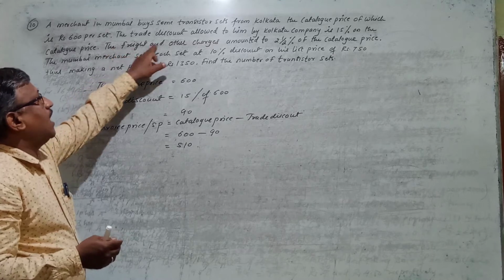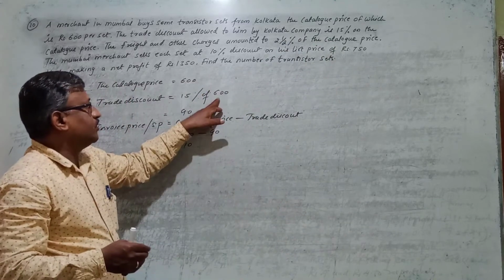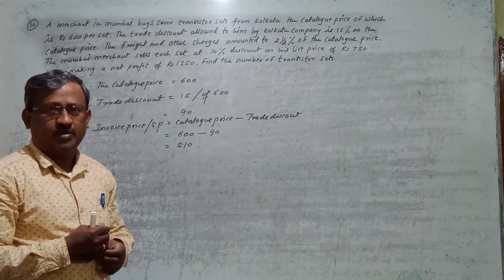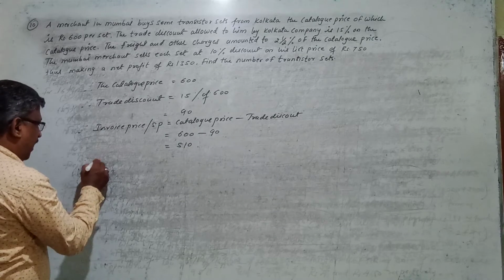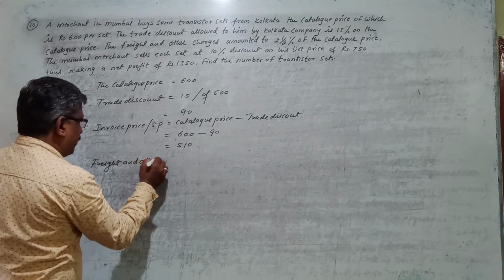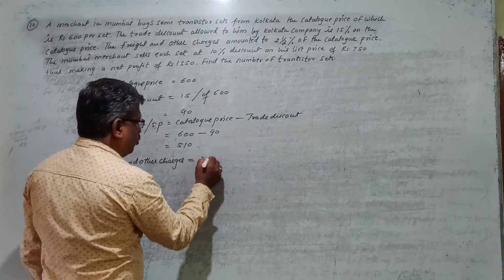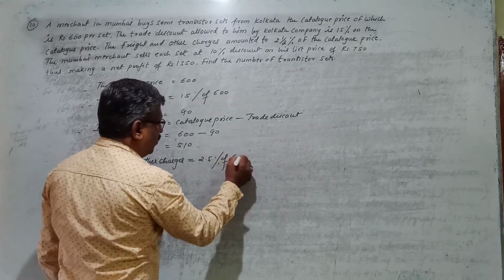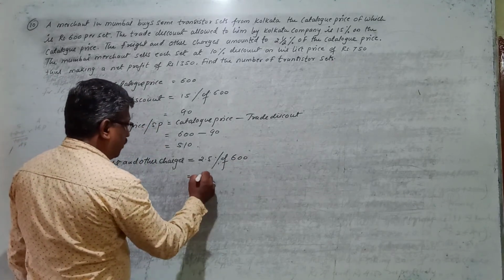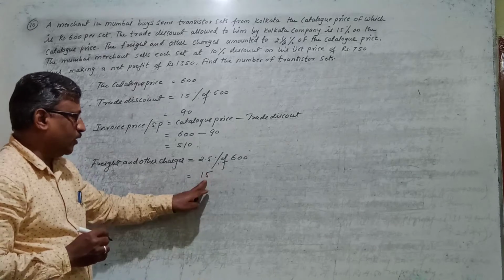Plus what he has to pay? He has to pay freight and other charges amounting to 2.5% of the catalog price. So whatever catalog price there is of the Kolkata company, on that he has to pay freight and other charges, which is 2.5%, right? So now you calculate freight and other charges, which is 2.5%. 2.5% of what? Of 600, right? So it comes to rupees how much? 15 rupees. 2.5% of 600 rupees comes to 15.